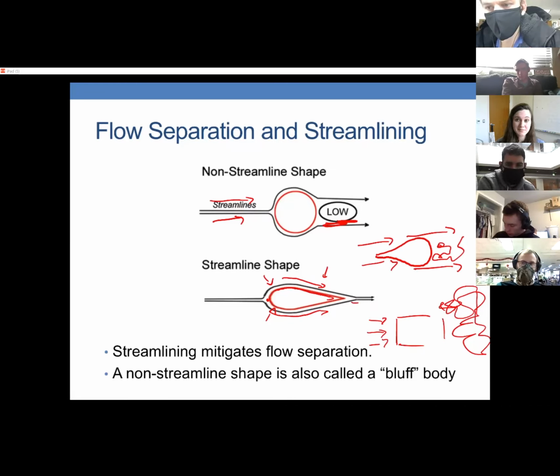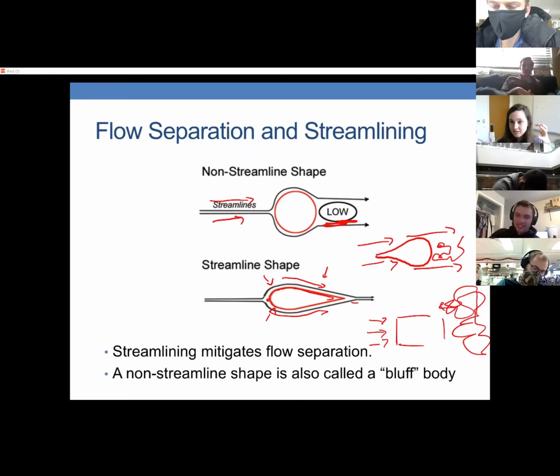So a non-streamlined shape, you can also call it a bluff body. So you hear something called a bluff body. That also means something that's not streamlined. It's just a chunk of a thing and will create a big wake behind it, like a semi-truck, which is just a big square.